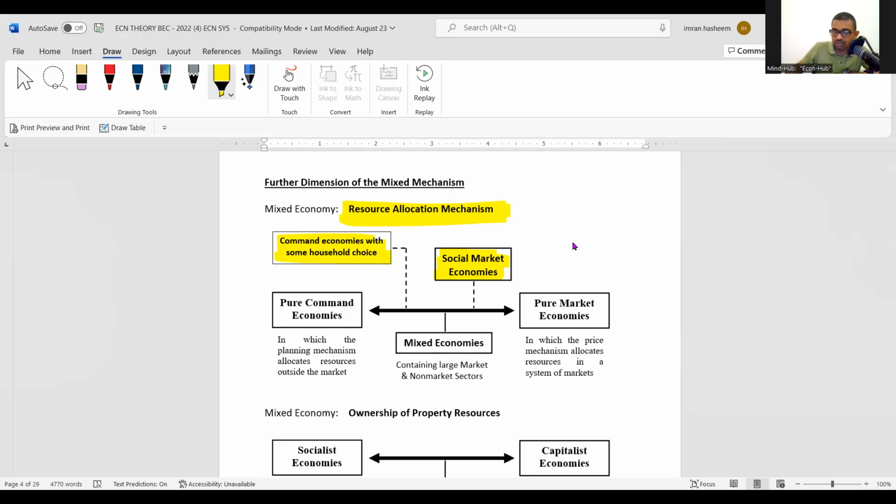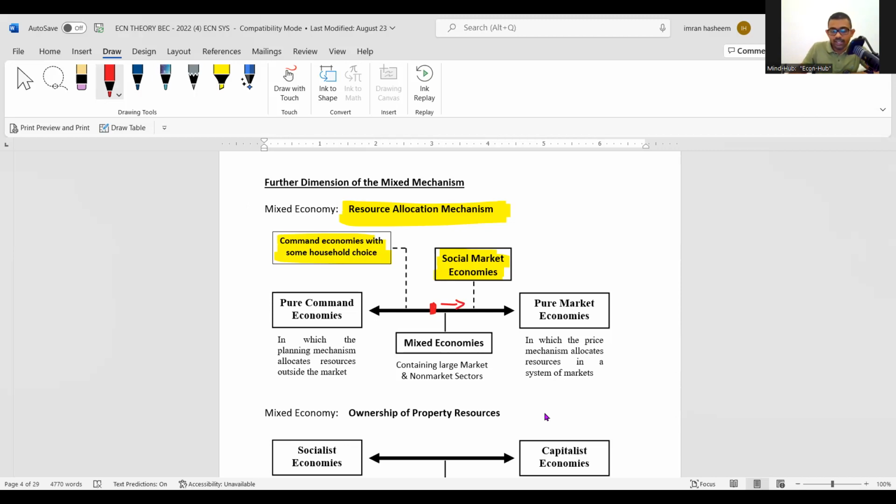Even Sri Lanka at the moment can be somewhere in between. If I am to mark Sri Lanka, I would say we are more here. We are a socialist market economy at the moment, and we are trying to become a social market economy.